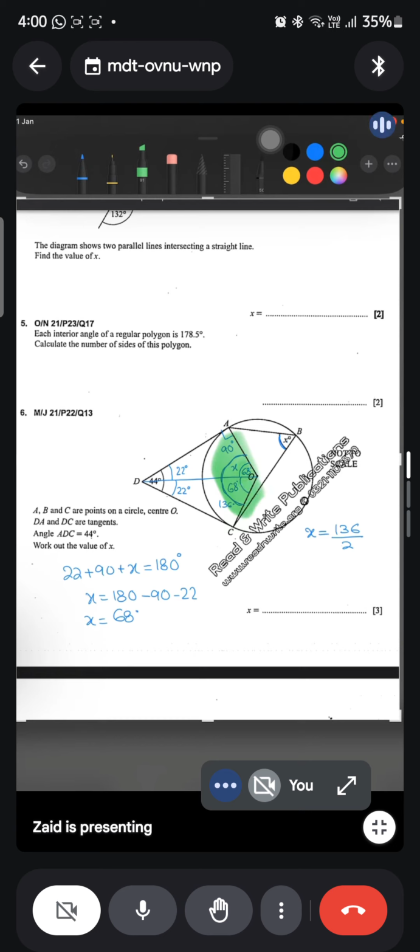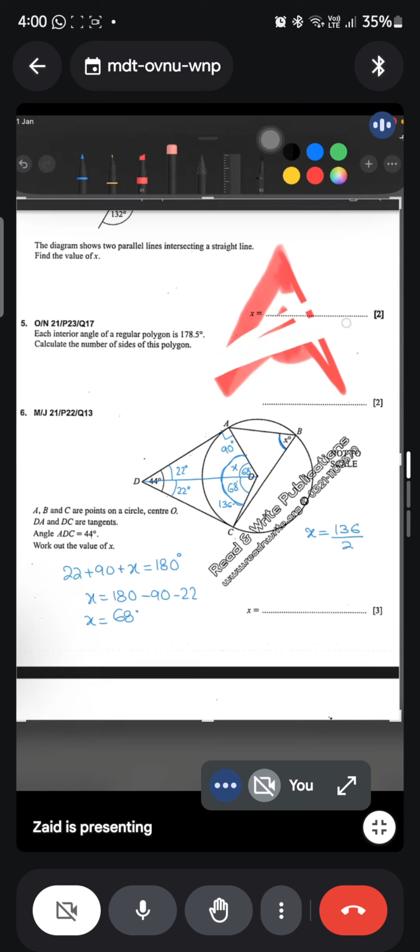This whole angle is 136. You guys agree with this? This whole angle is 136, isn't it? And that is the angle at the center. This thing is angle at the center, and that is angle at the circumference. So angle at the center is double the angle at the circumference.